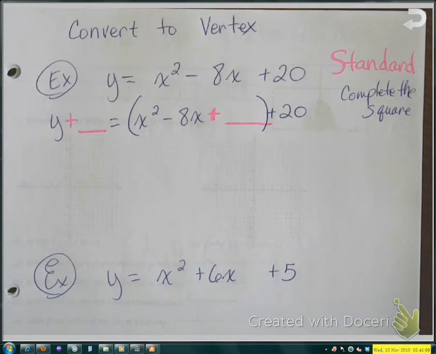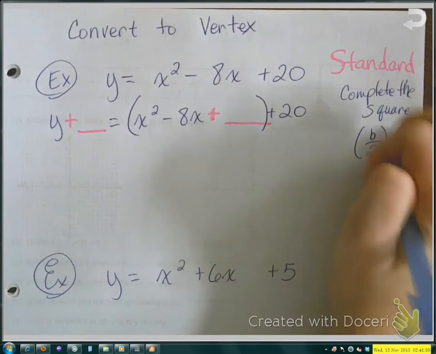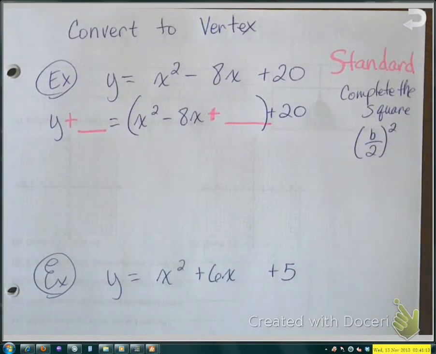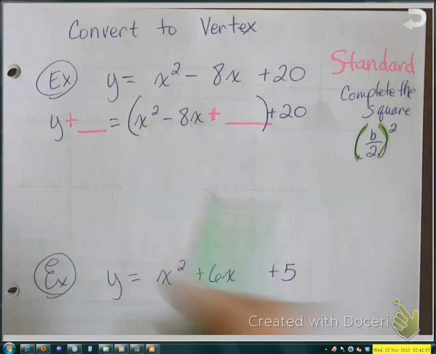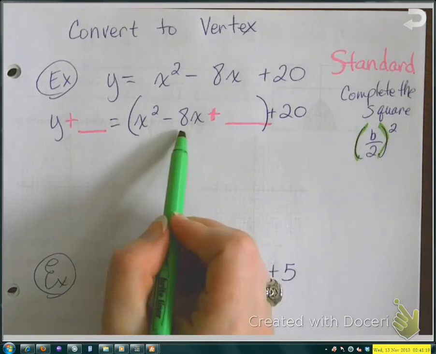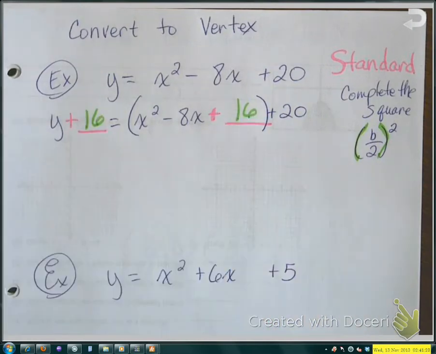So next question is what goes in the blank. And if you remember from complete the square, it's b divided by 2 squared. That's what's going to go into my blank. So I take half of the 8 and then square it. Half of 8 is 4. 4 squared is 16. So I get 16 in each one of my blanks.